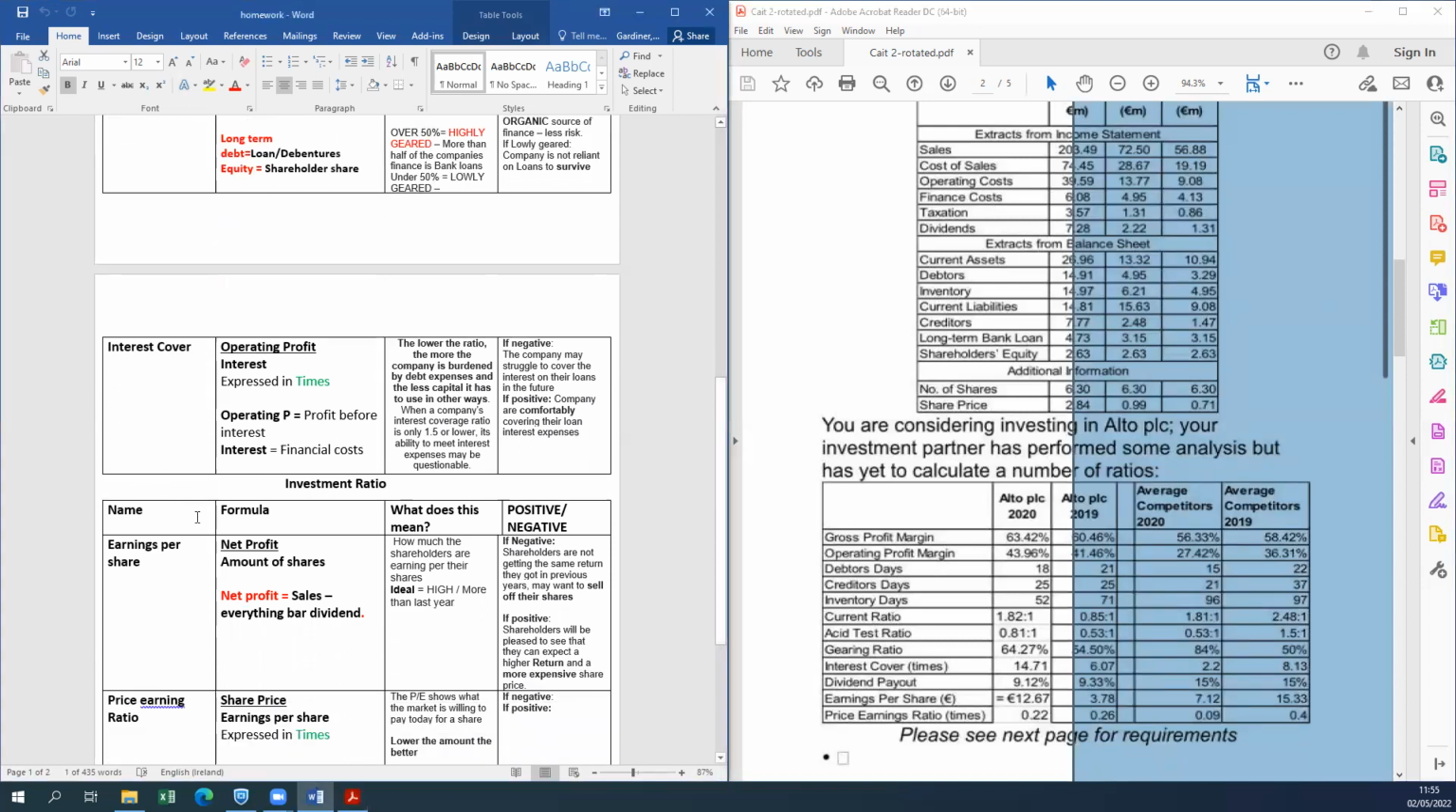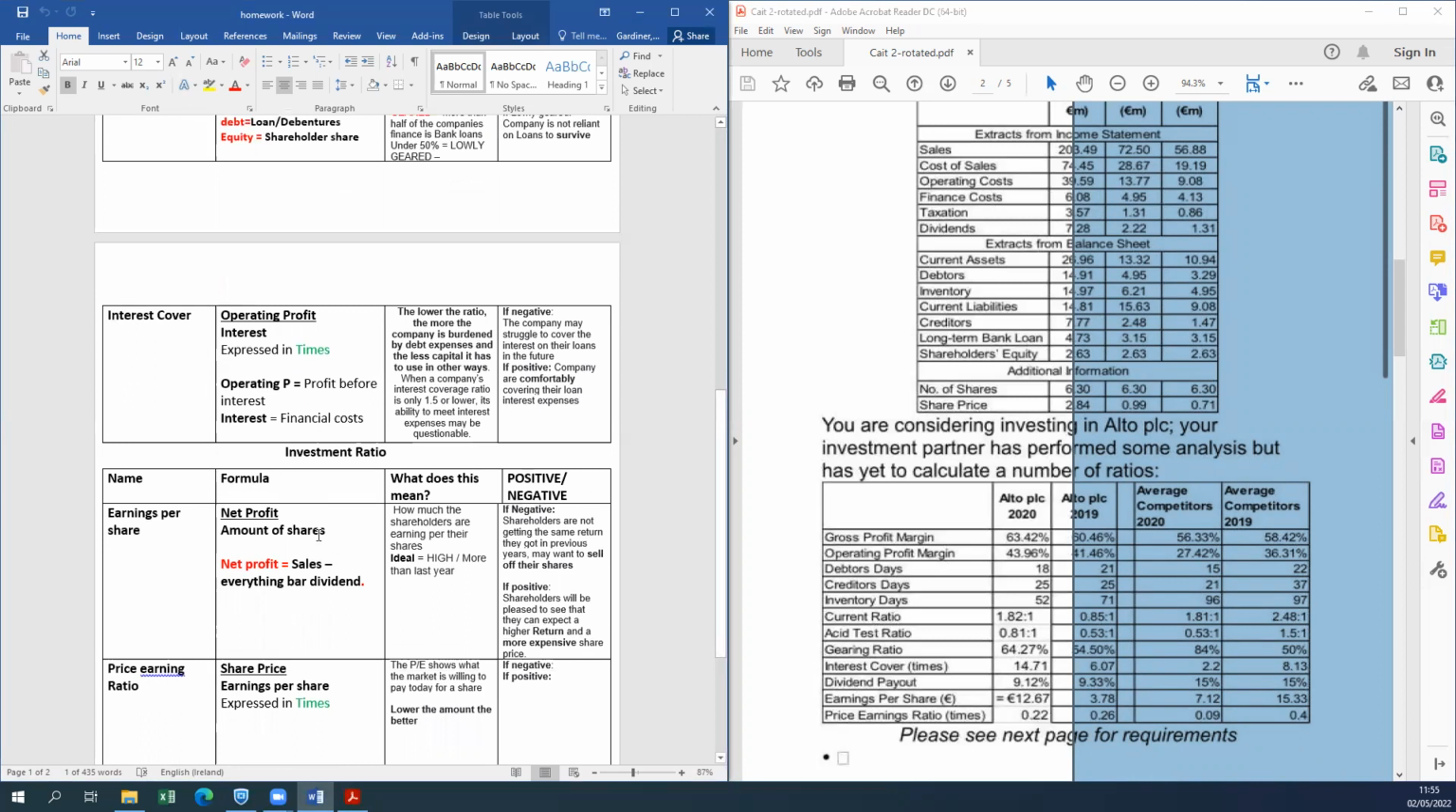Now onto these tricky ones. Earning per share is fine. It's this guy. This guy is the bad one. So earning per share is the good one. Price earning is the bad one because you need the earnings per share to even get the price earning. So you start off with this one.